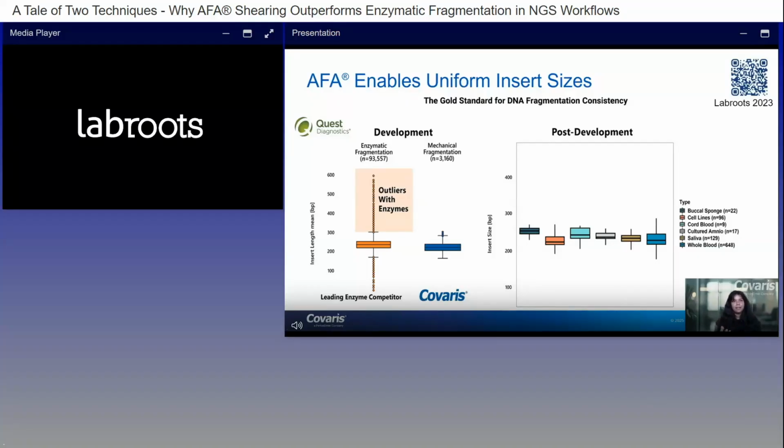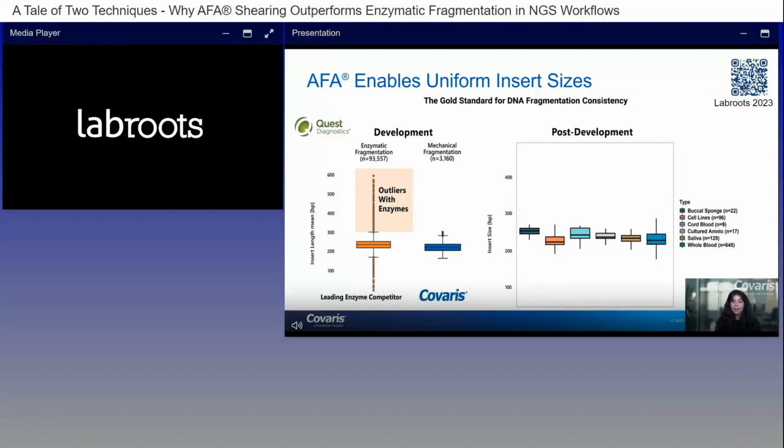That figure is a really nice example of uniformity within your libraries. I can also show you the second figure showing uniformity between libraries. The second figure also shows you the mean insert sizes, but this time it's from libraries using a wide variety of input types for their DNA source. What you can appreciate here is that by using Covaris ultrasonication, you can get uniform insert sizes, whether you're looking at buccal sponge, cell lines, cultured amniotic fluid, or saliva. You're able to get this really great consistent uniformity using many different sample types.